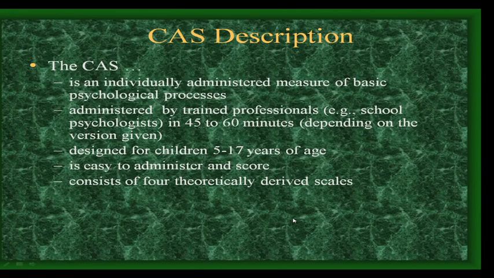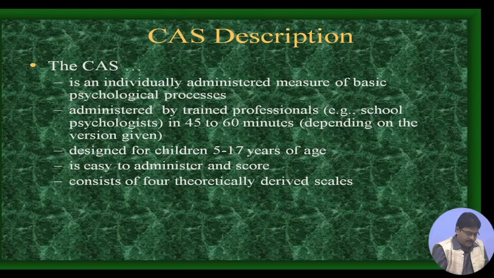This CAS description, in fact, is an individually administered measure of basic psychological processes. It is administered by trained professionals, such as school psychologists, even counseling psychologists. It takes around 45 to 60 minutes depending upon the version given. It is designed for students from 5 to 17 years of age. It is easy to administer and score. It consists of 4 theoretically derived scales.